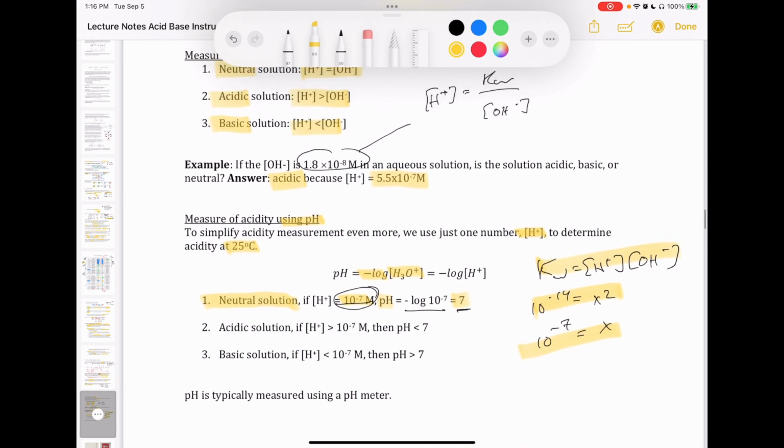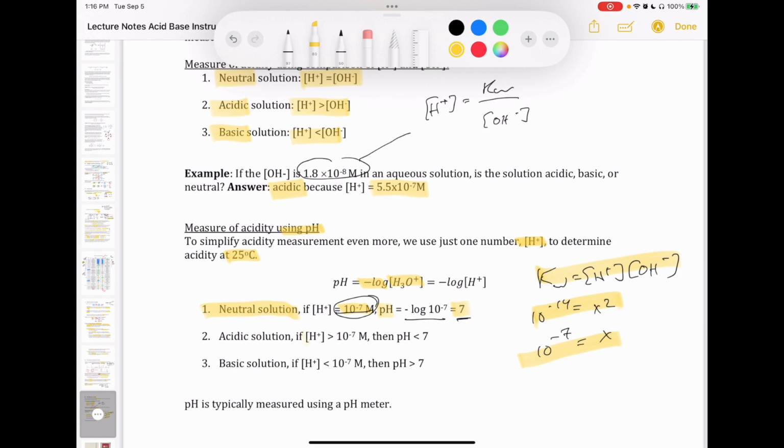Now, you can then work out the other two situations. If the H plus is more than 10 to the minus 7, when you do that pH operation, the pH actually will be less than 7. The reason for that is because we have a negative sign here, which gives us an inverse relationship. So an acidic solution will have pH less than 7. A basic solution, on the other hand, would have a pH of greater than 7.